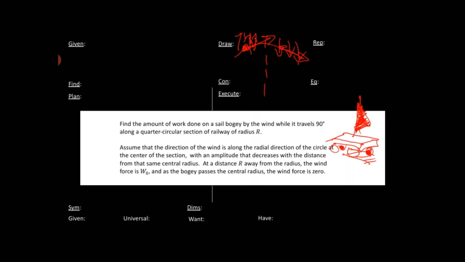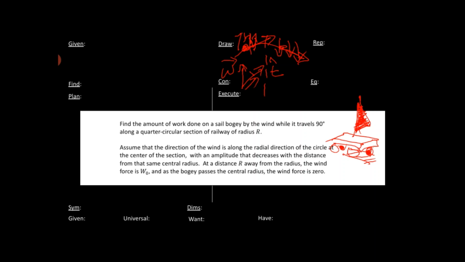So as you're going through here, you'll see that the forces are such that the projection of the force in the tangential direction, let's say the wind force is W, is going to be positive. That means it's doing positive work. That means it's speeding up the bogey. It's speeding up the trolley.